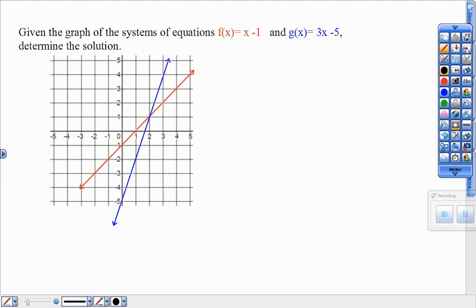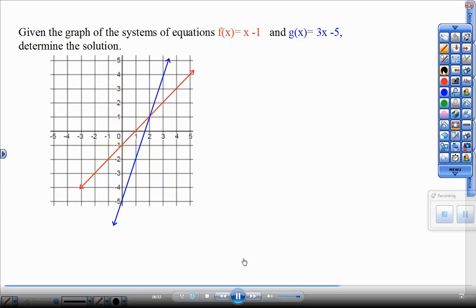All right, almost done. This problem, all they want you to do is not be intimidated by all these words and functions, but just give me the coordinate where these two intersect. And you can see that coordinate is clearly 2 for x, 1 for y. Don't mix that up. Over 2 for x, up 1 for y.